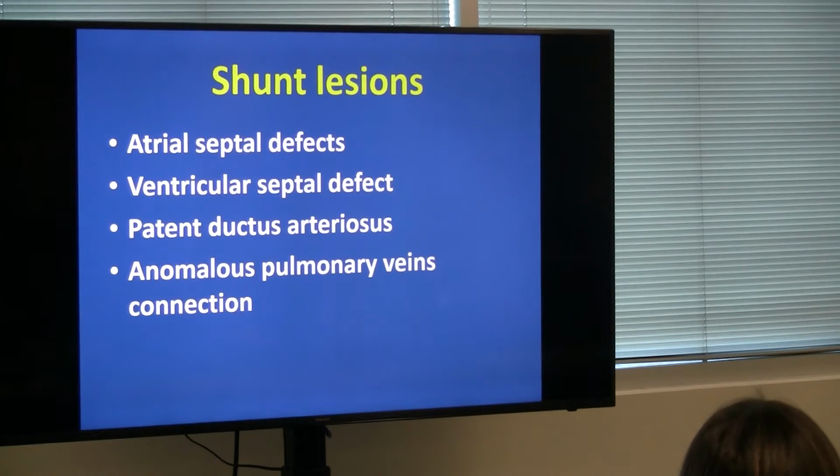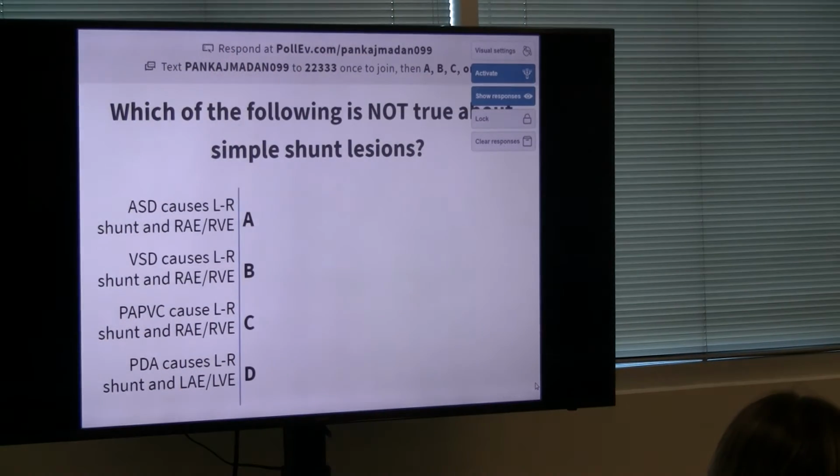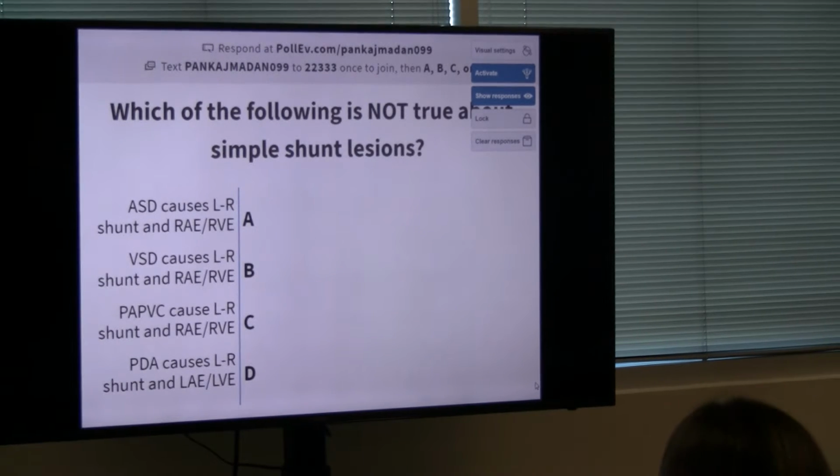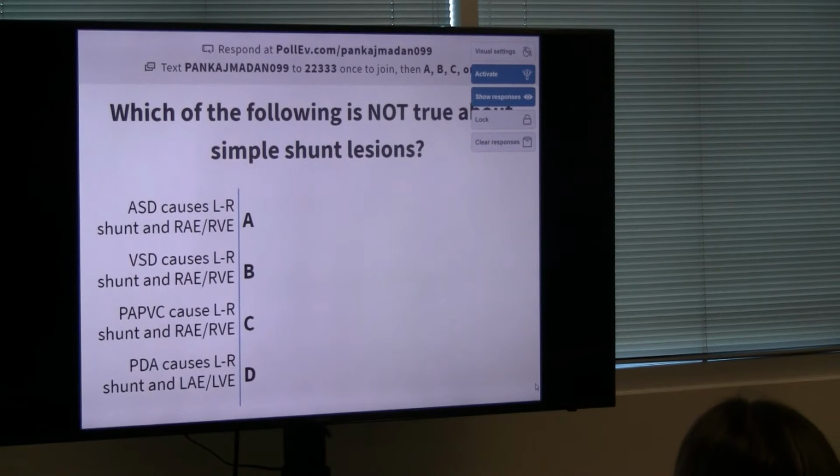We're going to talk about the simple shunt lesions. And the simple shunt lesions are the atrial septal defect, the ventricular septal defects, patent ductus arteriosus, and partial anomalous pulmonary venous connections. Okay. So let's start with the question: which of the following is not true for simple shunt lesions? ASD causes left to right shunt and right atrial and right ventricular enlargement.